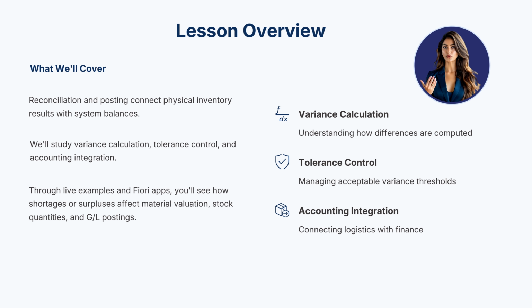Reconciliation is the bridge between physical reality and system records. We'll walk through variance detection, tolerance control, and valuation impact. You'll see how SAP automatically updates both inventory and accounting books through real-time integration. We'll use Fiori apps to perform every step from variance review to final posting.